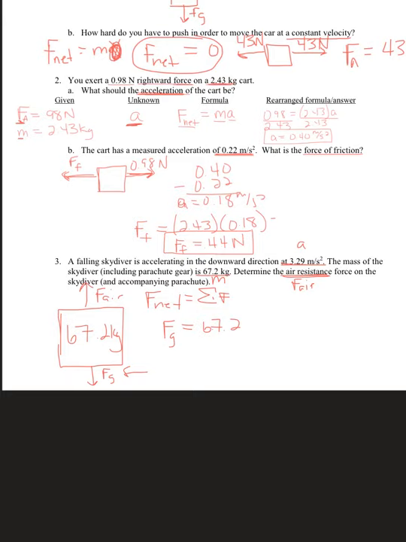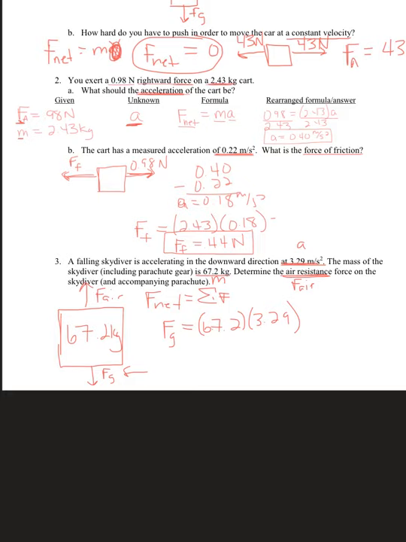And again, there's a couple ways to do this. It's similar to part B of number 2. We're just doing it in a little different way. Our F of gravity is our mass times our acceleration. Our acceleration, according to this problem, is 3.29. So we're going to put 3.29, and that's our measured acceleration. We can find force of gravity once we multiply those, and we will.